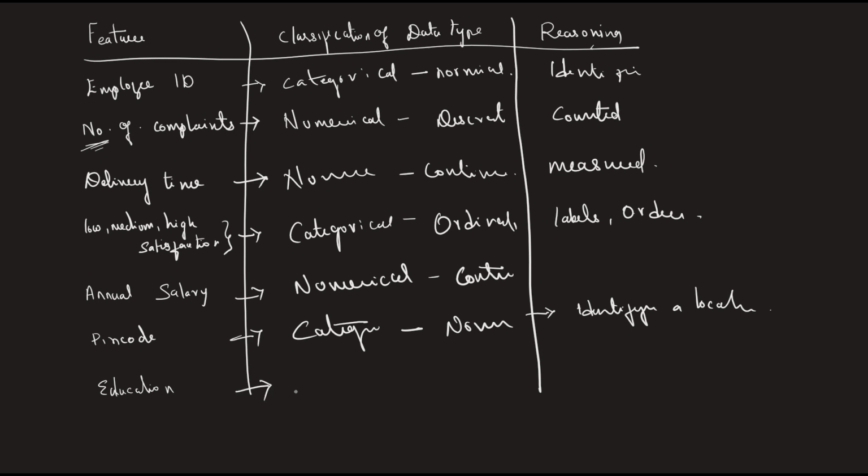Then education. Education is like diploma, bachelor's, postgraduate or master's. So it is a label again, so it is categorical. And if you ask whether it has any order, we can go from bachelor's to master's and then any other level like a PhD. It goes in a certain order from low to high, right? So it has an order. So this is ordinal. I hope you have learned how to identify the data type.